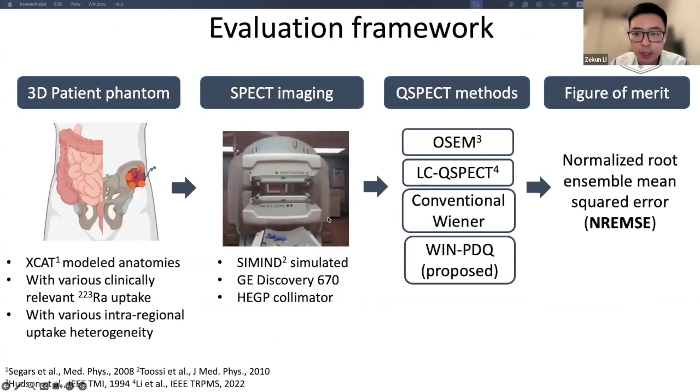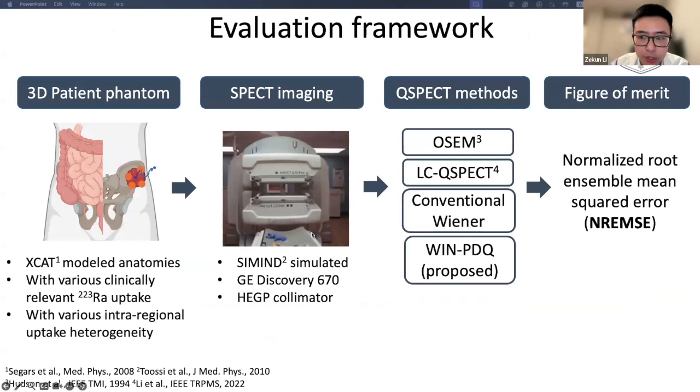Next, we come to the evaluations. Here we present the evaluation framework. In this study, we used XCAT to model the patient anatomies, and the patients are simulated to have clinically relevant regional uptake and various intra-regional heterogeneities.